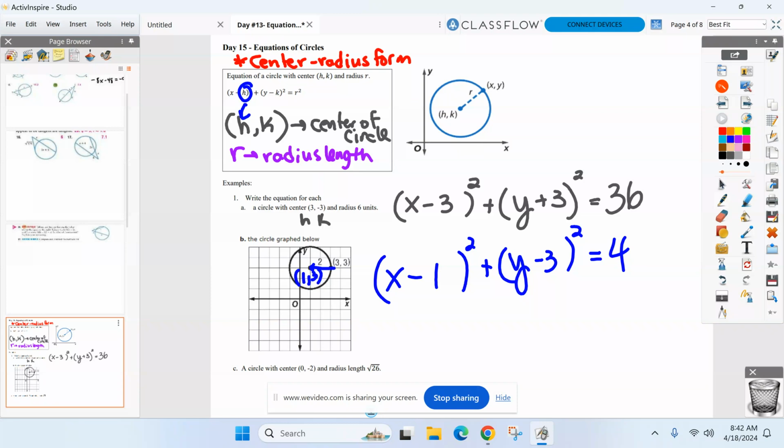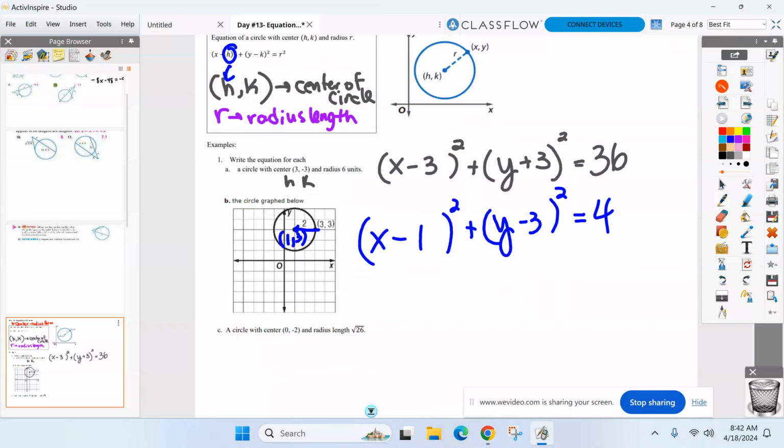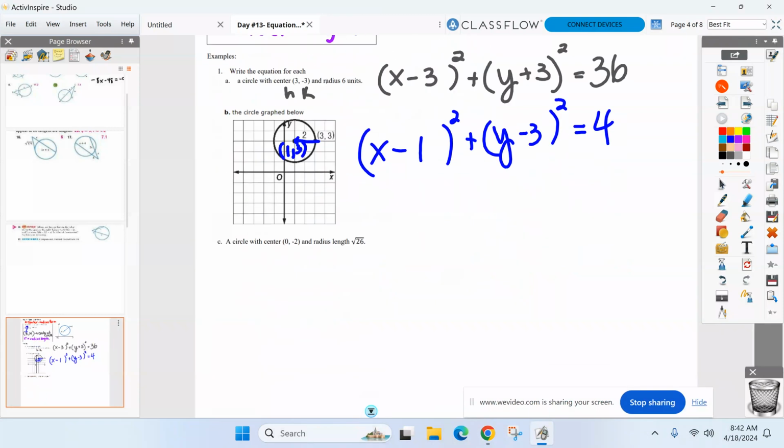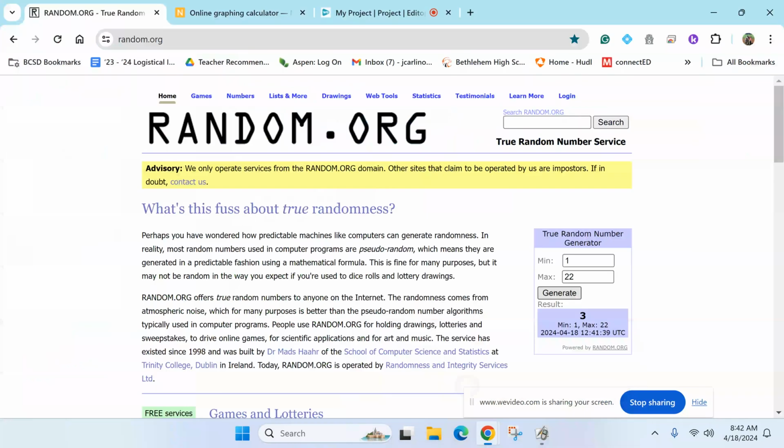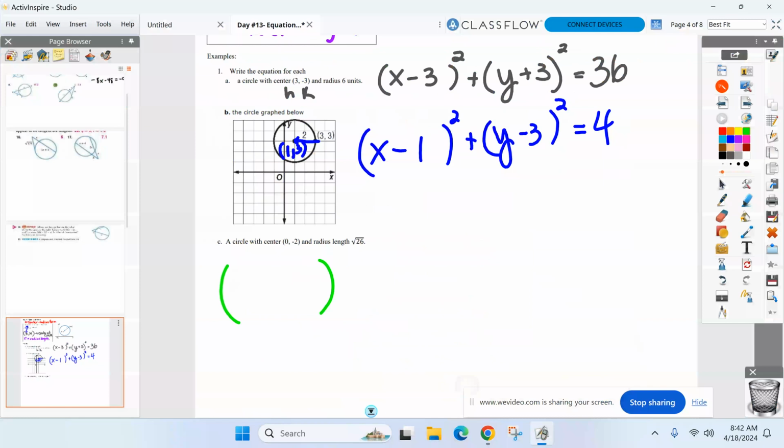Good question. All right, how about part C? A circle with the center at 0, -2, and a radius of radical 26. All right, what should go in the first set of parentheses here with the x? Be confident. Bailey, what's going to go in there? X minus 0. Yep, that's fine.